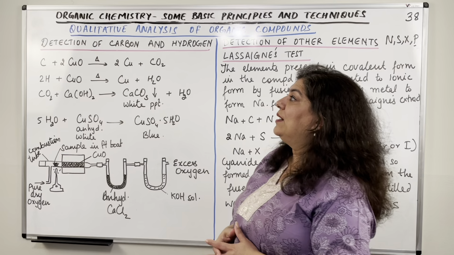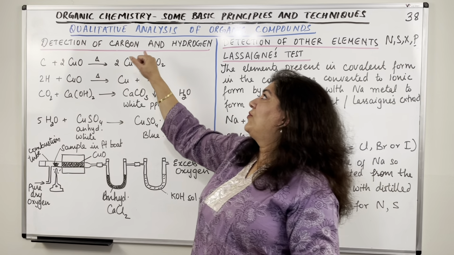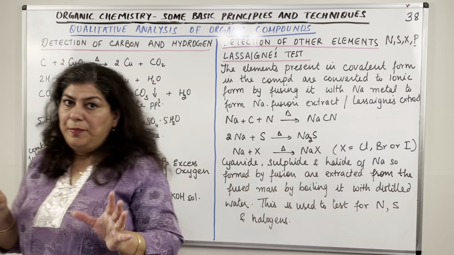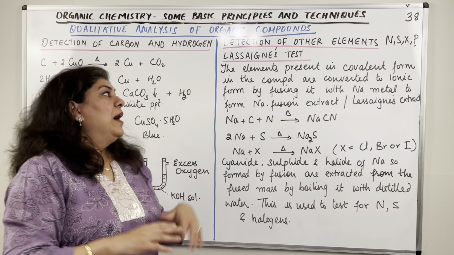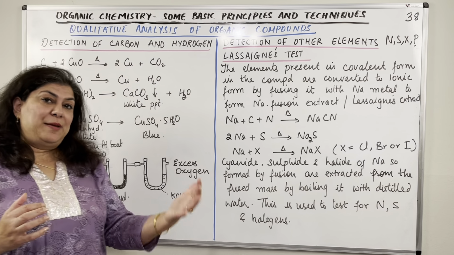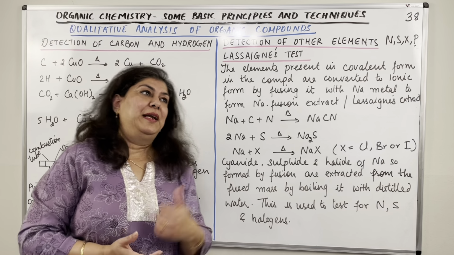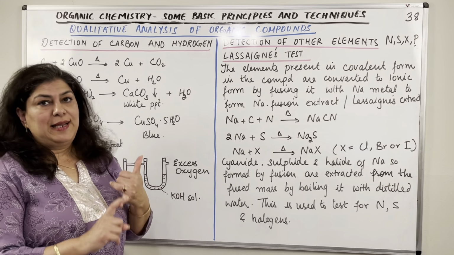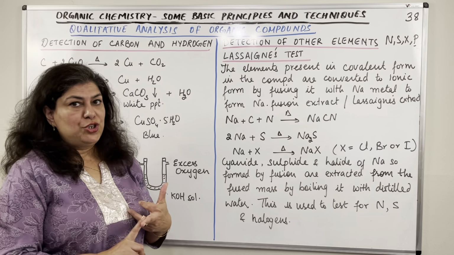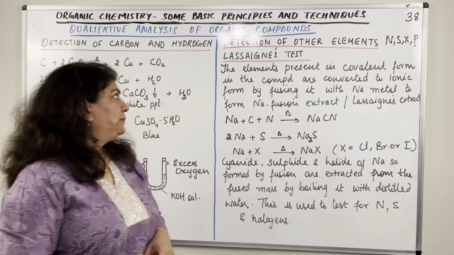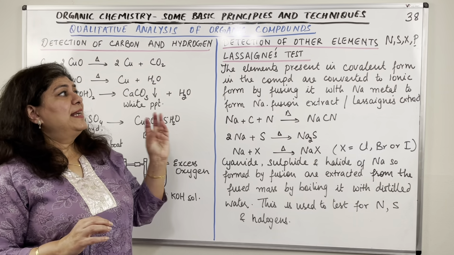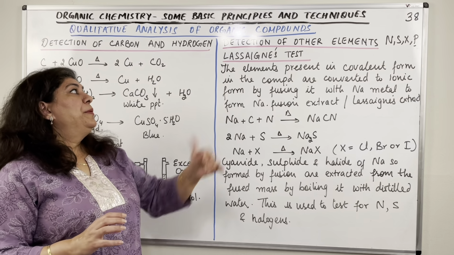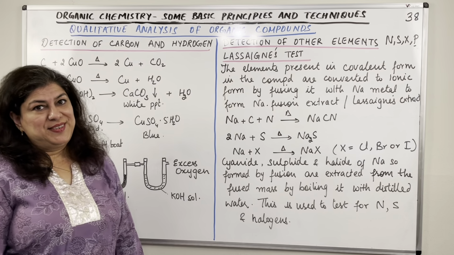So this is how we detect the presence of carbon and hydrogen in the compound, which is the first step. After this step comes the second step, where we want to identify other elements. So, detection of other elements. What other elements can we detect? Nitrogen, sulfur, halogens and phosphorus. In order to detect nitrogen, sulfur and halogens, we prepare the Lassaigne's extract.